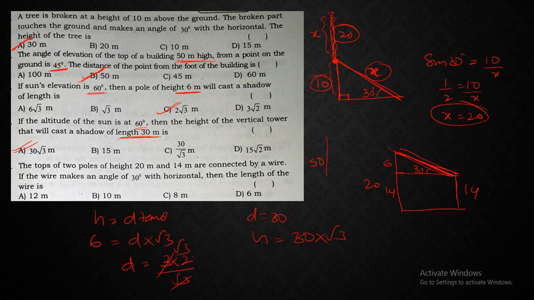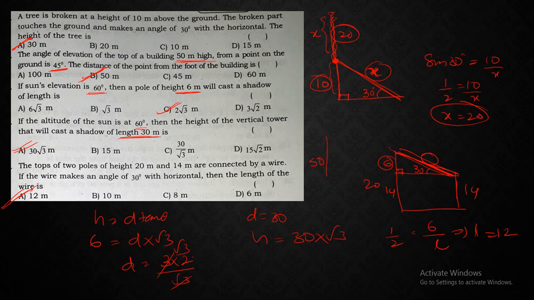So using the concept of sin theta, sin 30 is equal to opposite by hypotenuse, right? So sin 30 is 1 by 2. So 1 by 2 is equal to opposite by hypotenuse. So length of the wire, from this L is equal to 12 meters. So clearly the length of the wire is 12 meters.